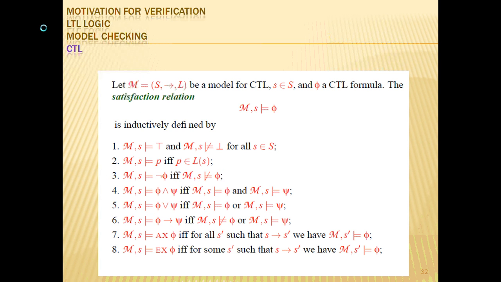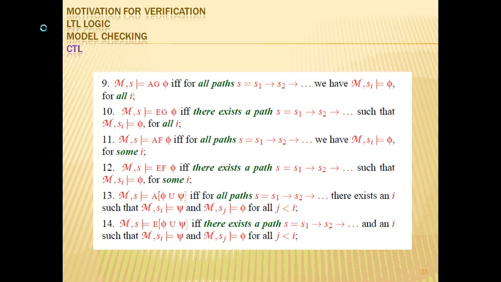Now, model M has a binary relation which connects the states and has a labeling function, and s belongs to S, and phi is a CTL formula. The satisfaction relation, in which the primitives are M and s, checks whether it satisfies the given formula phi, and it is inductively defined as below. These are some more conditions which we need to check.